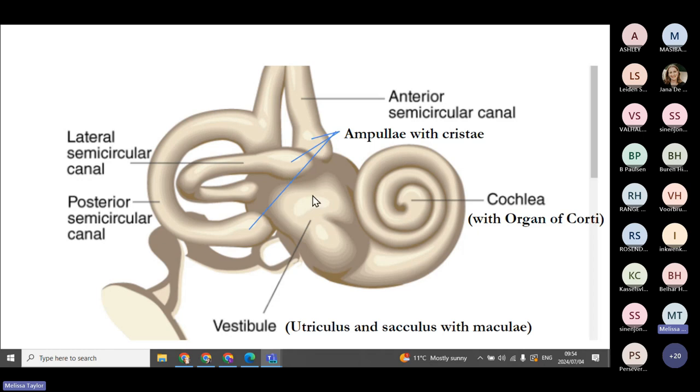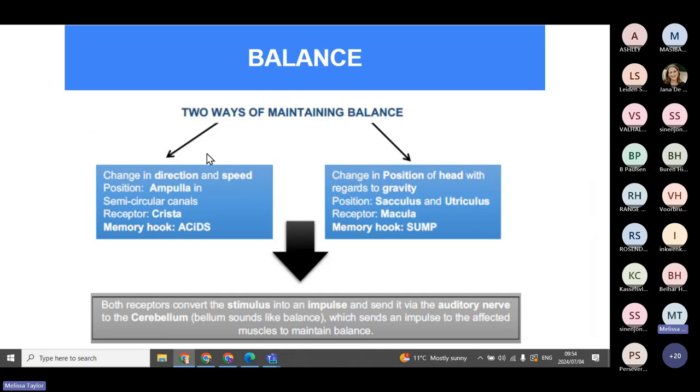Okay, and these receptors, crista and macula, are going to be interpreted by the cerebellum. Right, crista and macula are the two important words. They don't actually expect you to know that the crista are in the ampulla, and they don't expect that you know that the macula are in the utriculus and the sacculus. You just need to know the words crista and macula and what they do.